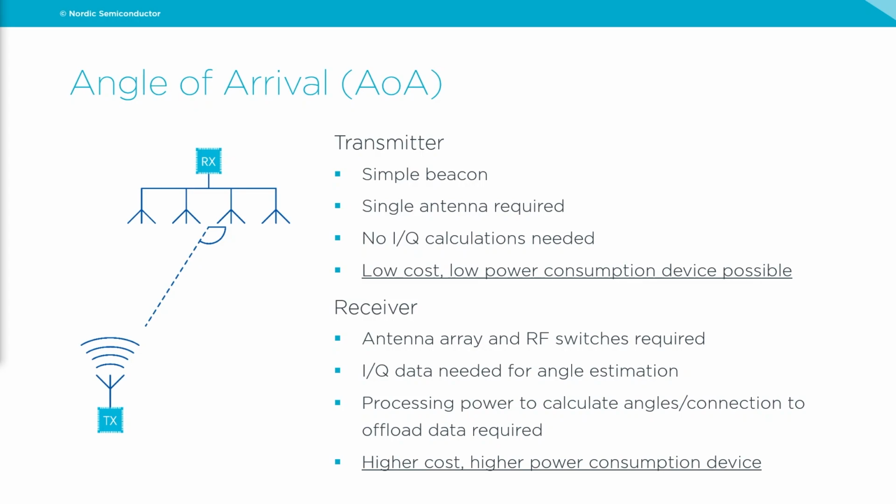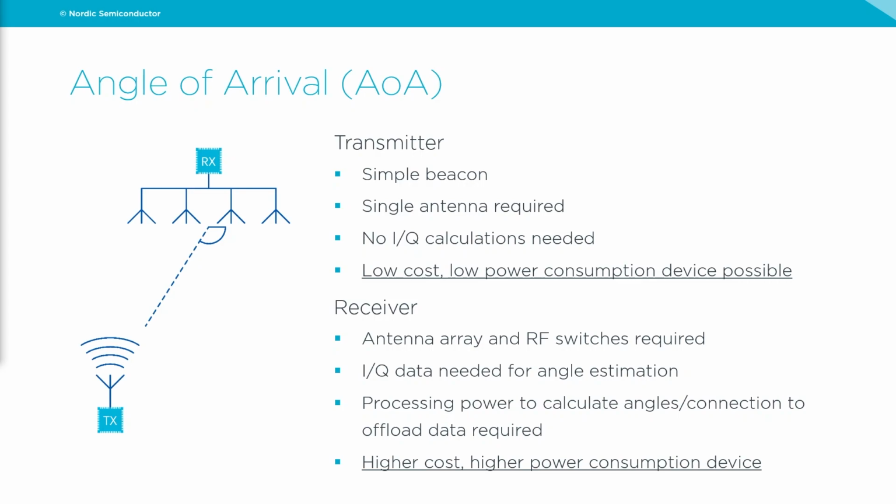When you're looking at angle of arrival, which is the one that we typically see being used for asset tracking, the transmitter on this side here is a very simple beacon. It only requires a single antenna. It doesn't need to do any kind of advanced calculations. You don't need a lot of processing power. You don't need a lot of memory. Because of this, it's possible to make the transmitter a low cost, low power consumption device. So you'll be able to make a tag that can run from battery for a very, very long time with an angle of arrival transmitter.